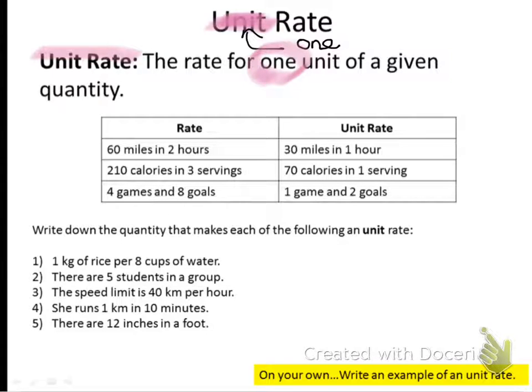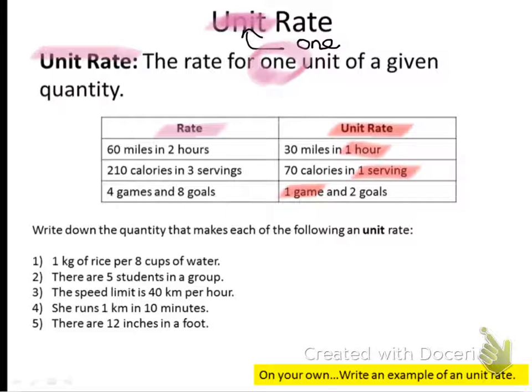Let's look at some examples. Here we have some rates. 60 miles in 2 hours. On the other side, we have their unit rates. It's 30 miles in 1 hour. We have 210 calories in 3 servings, whereas the unit rate is 70 calories in 1 serving. Another rate, 4 games and 8 goals. The unit rate is 1 game and 2 goals. As long as one of your quantities is number 1, then it is a unit rate. And unit rates are very important because they allow us to use them in different ways, which you'll see soon.